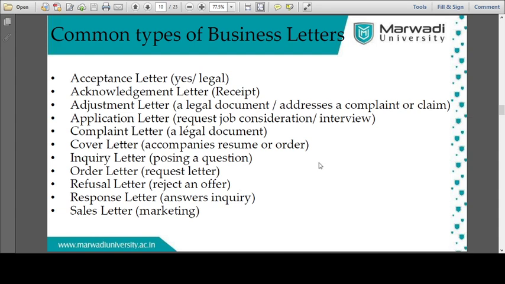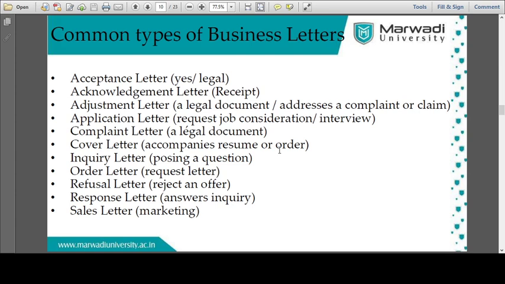Now if we talk about the formal letter, you can see on your screen the common types of business letter. The first is acceptance letter. For example, legal documents when you require to write an acceptance letter. Next is acknowledgement letter. Third one is adjustment letter. You need to adjust a legal document, address a complaint, or a claim. At that time you need to write an adjustment letter. The fourth one is application letter.